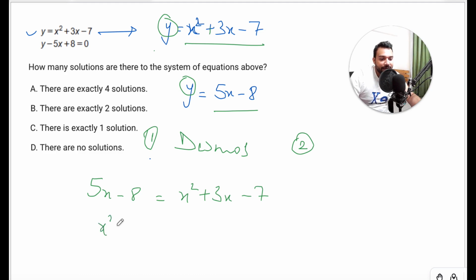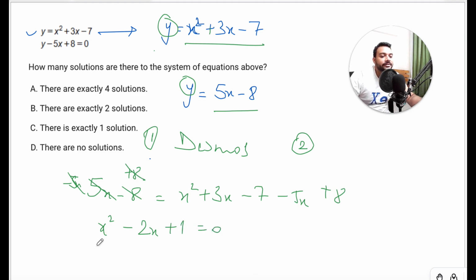Let's see what equation we get. x squared, subtract a 5x on both sides, so that this and this cancel. x squared minus 2x, and then minus 7, add an 8 on both sides so as to get rid of the 8 on the left hand side. So x squared minus 2x minus 7 plus 8, which is plus 1, is equal to 0. Okay, this is the equation.